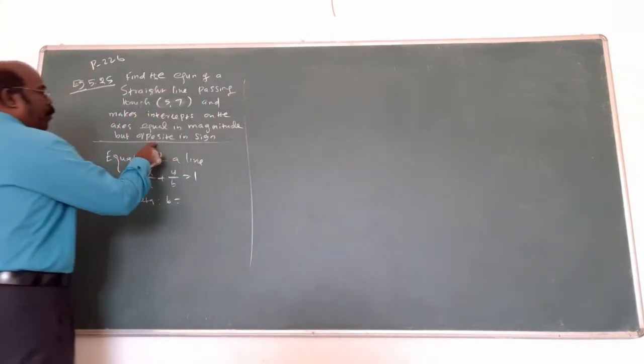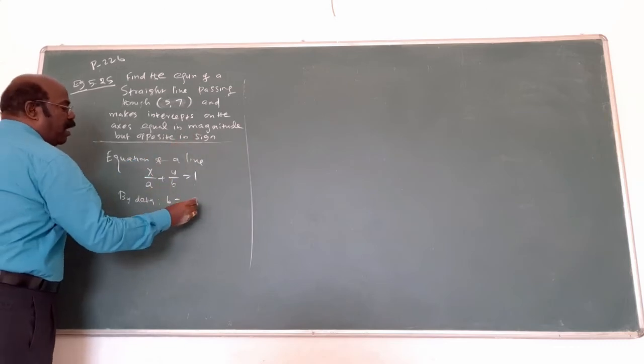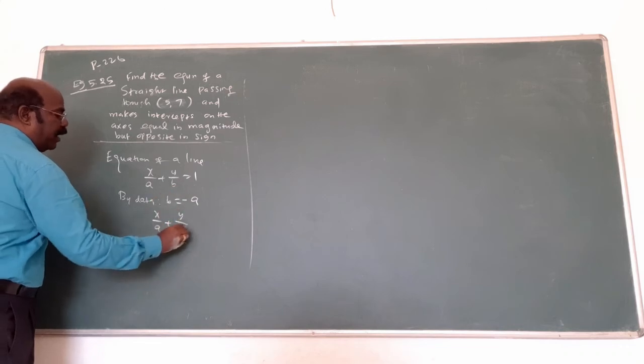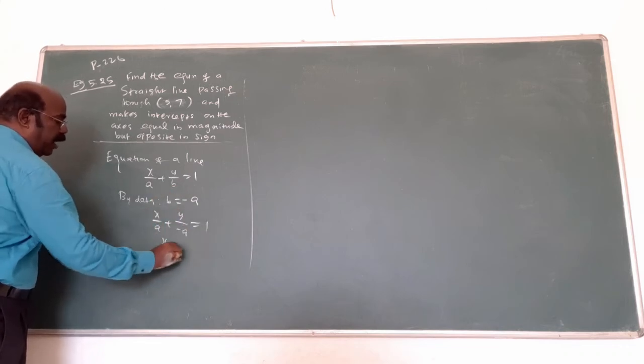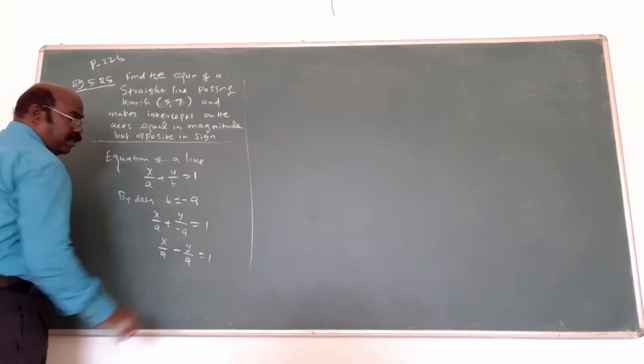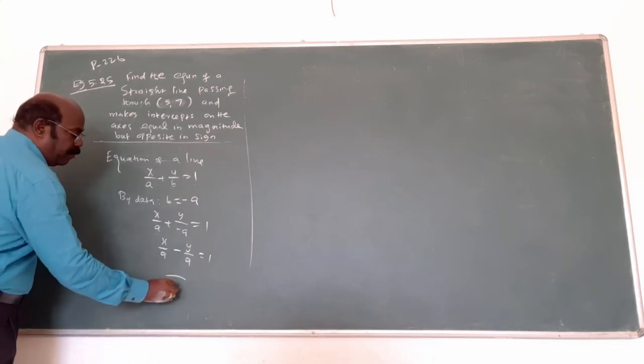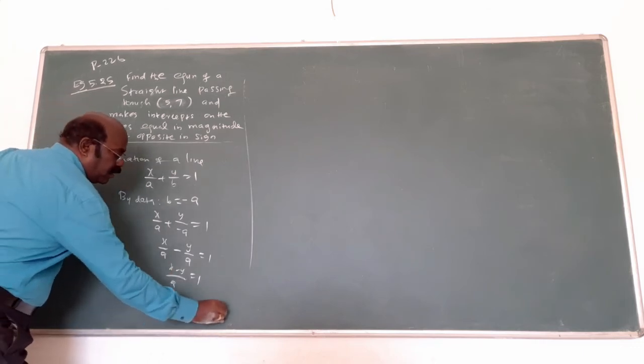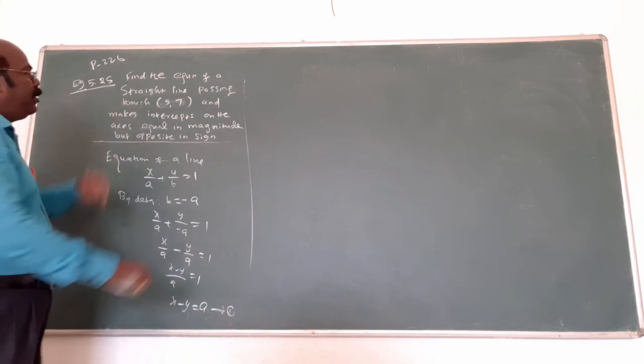Now, opposite side: B and A are equal but opposite side. If B equals minus A, x by A, y by minus A equal to 1, that is x by A minus y by A. Look at that. Now A is the LCM. Multiply. This is the first thing. Substitute the point.